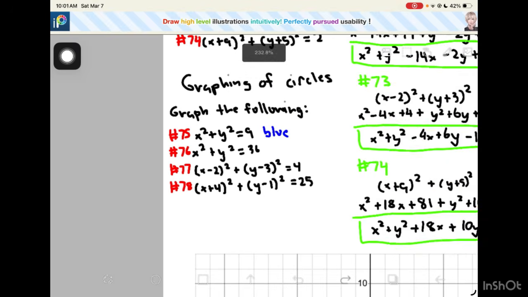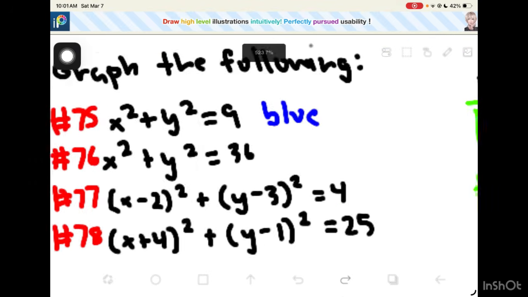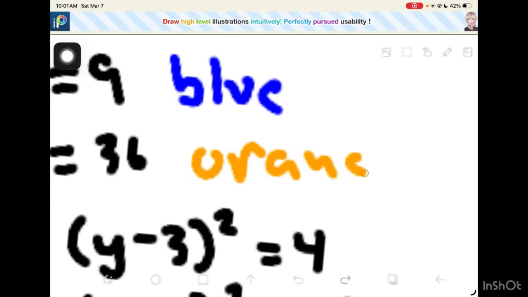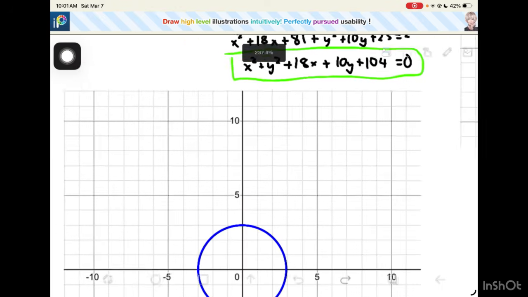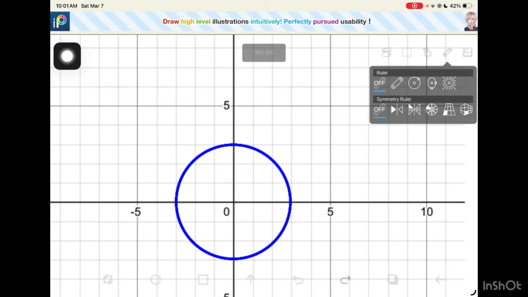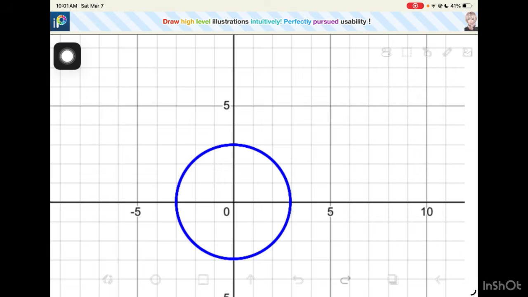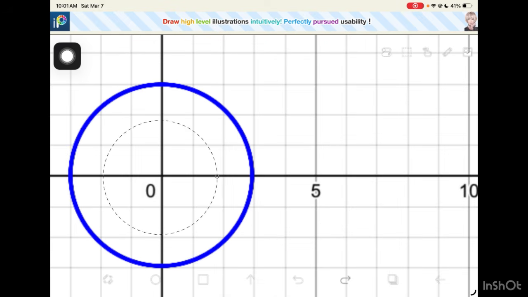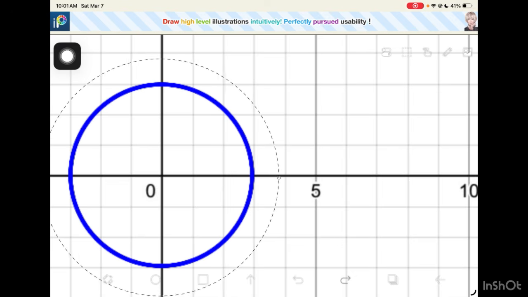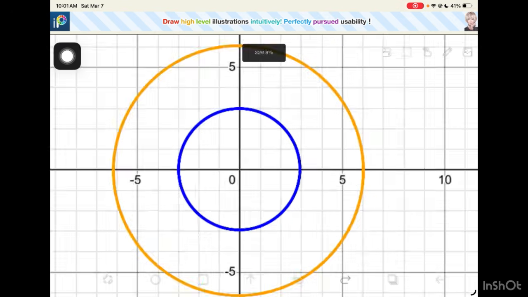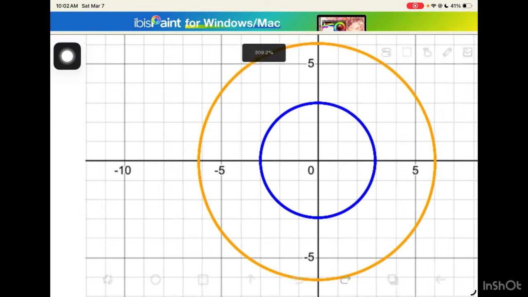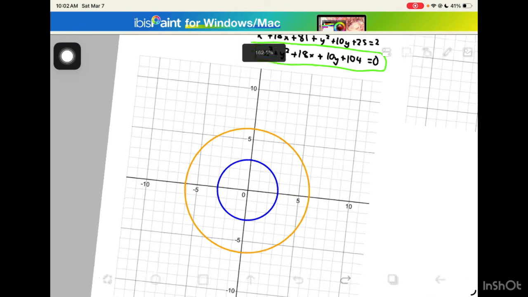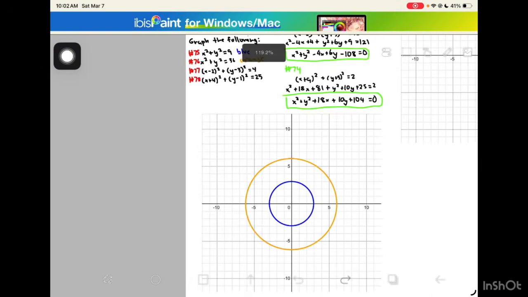For number 76, let's use orange. So same thing again, r squared is equal to 36, r should equal 6. So we need to go 6 units away from the center. 1, 2, 3, 4, 5, 6. Like this. It's not too even, unfortunately, but it's the best we got.